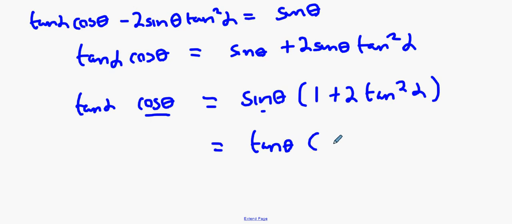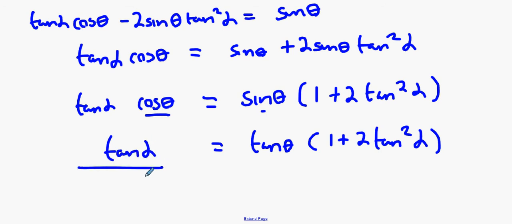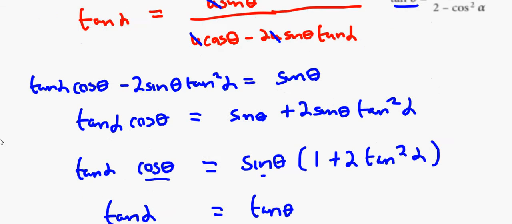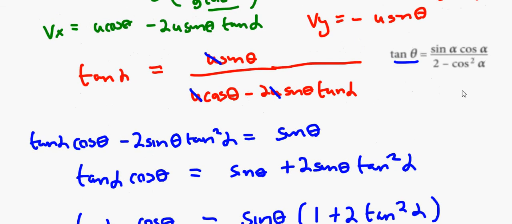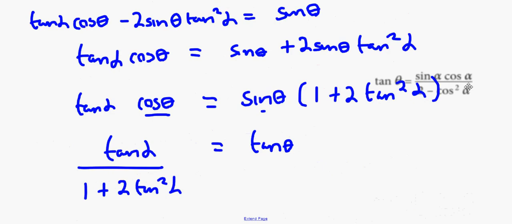And now I have 1 plus 2 tan squared alpha. I'm going to cross multiply that back over. And I'm going to get tan alpha over 1 plus 2 tan squared alpha. Is that okay with you guys? I'm bringing that underneath. Now, I'm going to compare it directly to what they've given me. So, my biggest issue now is that they have no tan alphas whatsoever, do they?